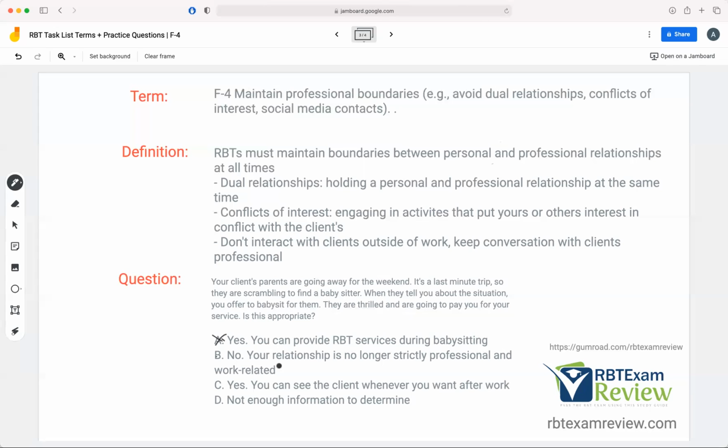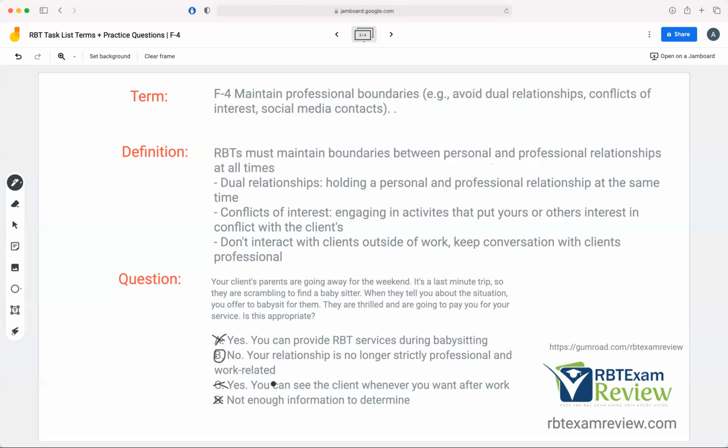So A is wrong. B, no, your relationship is no longer strictly professional and work related. That's the most obvious one. We're now crossing the line. That should be obvious by now. C, yes, you can see the client whenever you want after work. No, we need to not see the client after work. If you're now friends with that client, you should come off that case. You can continue your friendship, but you just can't be working on the case. And then D, not enough information to determine. No, we have plenty of information. So I hope F-4 makes sense. It's an important one. It's a big one. I think it's one of the most common ethical scenarios that come up, just because of the nature of our job.